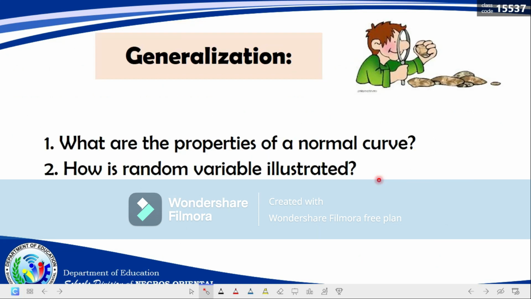Okay, now let us proceed to generalization. What are the properties of a normal curve? How is a random variable illustrated?